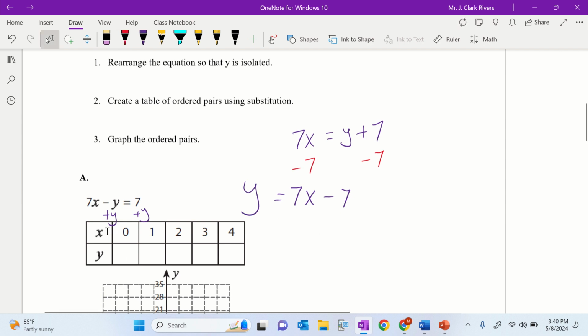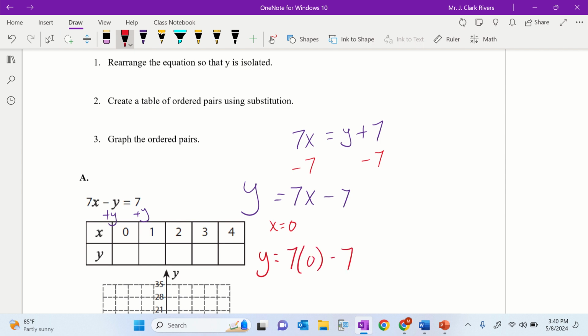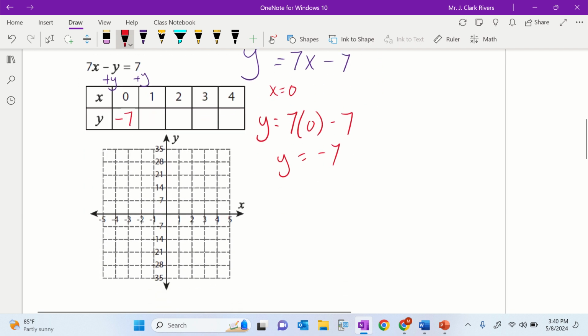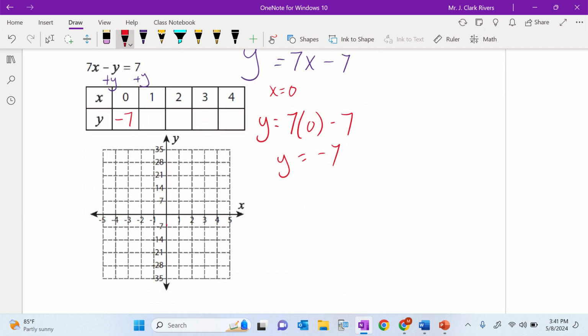Notice we have a number of x values here, and we need to find the corresponding y values. So first off, x equals 0. So if x equals 0, that's y equals, and then instead of x, we sub in a 0. We subtract from that 7. 7 times 0 is 0 minus 7. We get y equals negative 7. So when x is 0, y is negative 7. Let's go ahead and plot that ordered pair. 0, negative 7, that's right there on our graph.